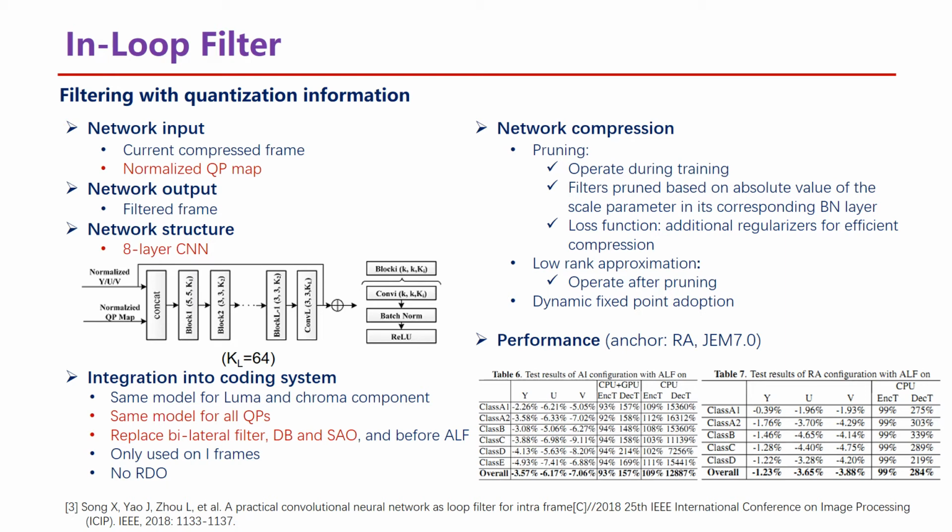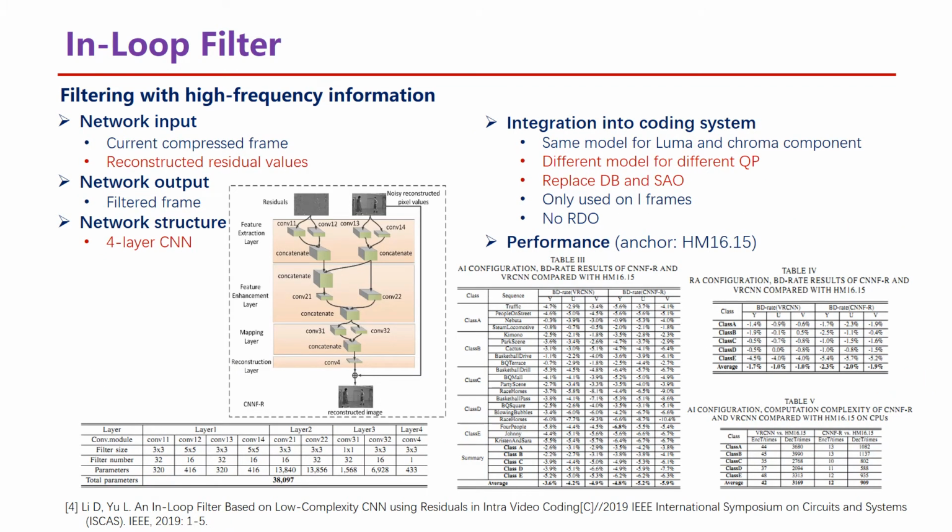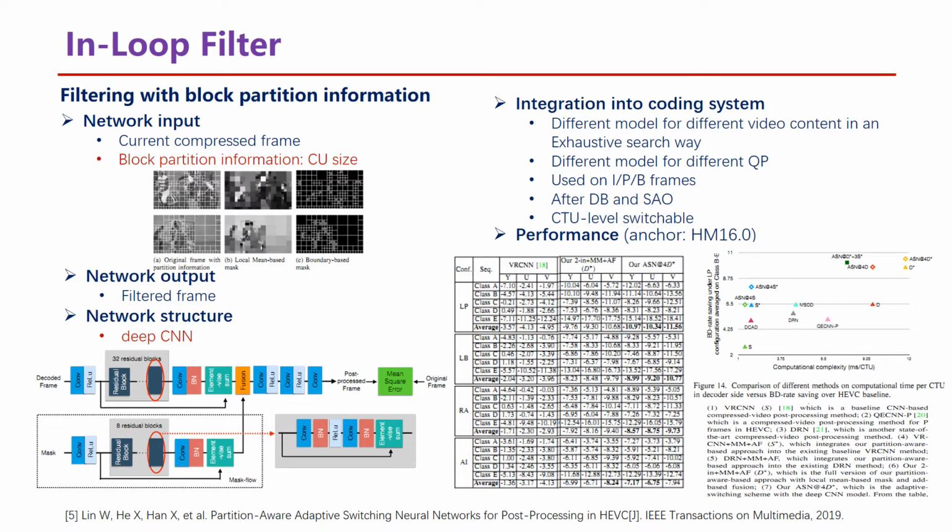In this work of 2018, a normalized QP map is introduced as an additional input of an 8-layer CNN. Now the same model can be used for different QPs. The module replaces the bilateral filter, deblocking filter, and SAO in-loop filter. Residual values can also help when a CNN with fewer layers is used as the in-loop filter. When block partitioning is introduced into a deep neural network, more than 7% of BD rate saving can be reached by the learning-based in-loop filter.